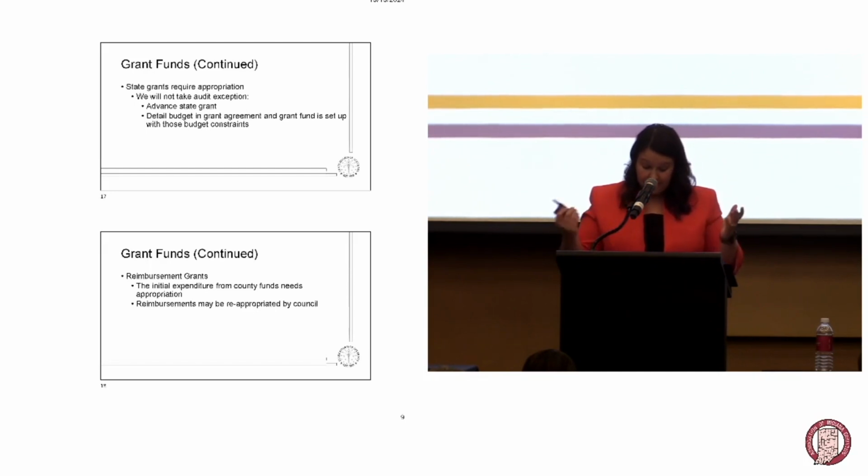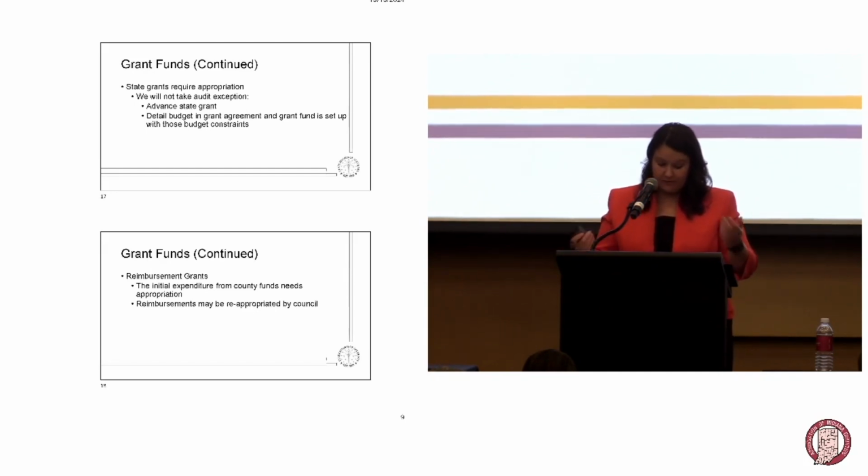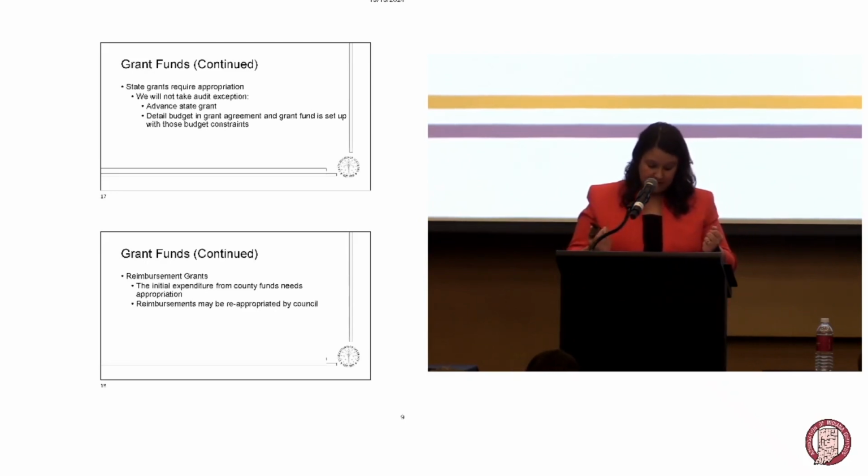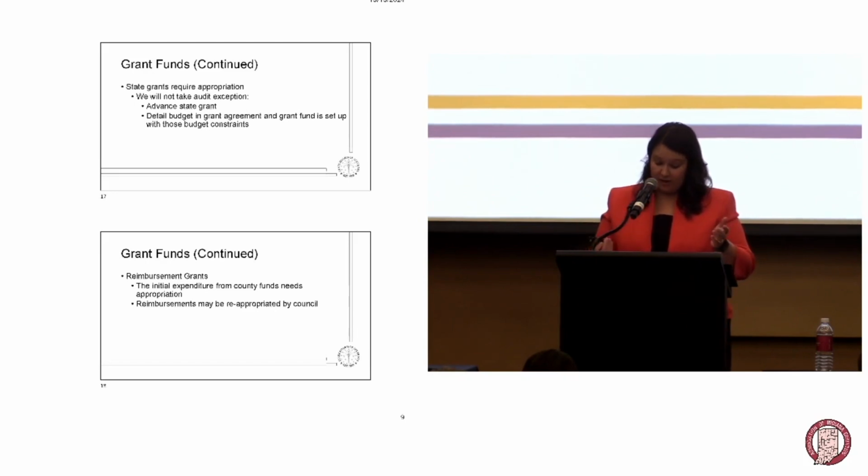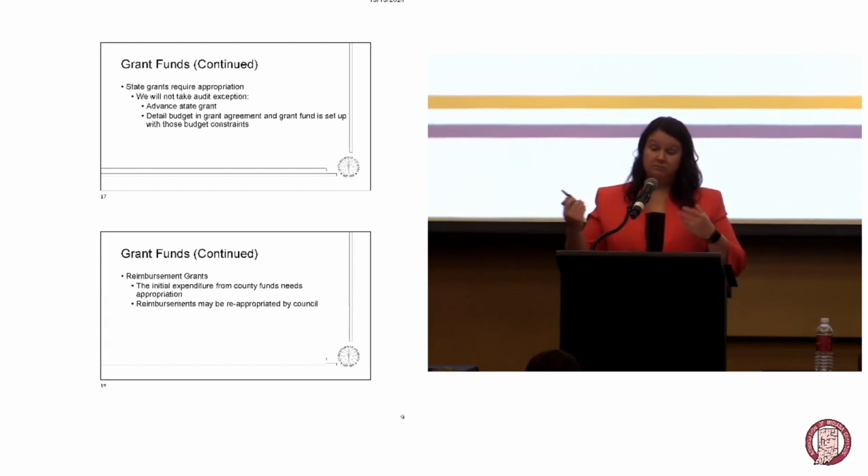However, if you receive an advance grant and the grant agreement provides a detailed budget by major classification of expenses, and you spend the funds in compliance with the budget, we will not take audit exception if the county has not appropriated the grant funds. So again, that's in the case of an advance grant.